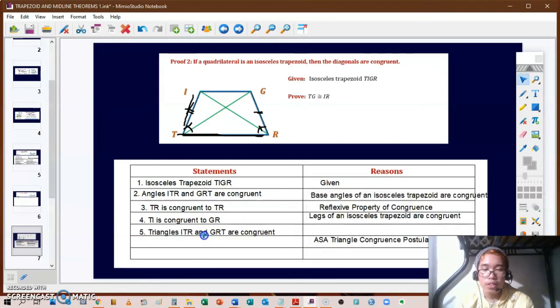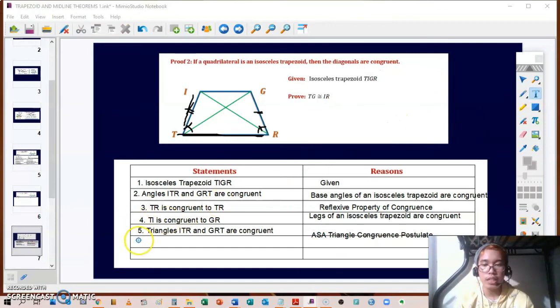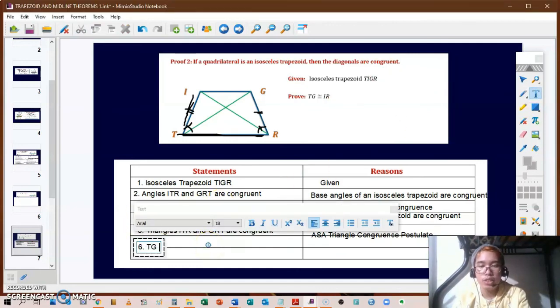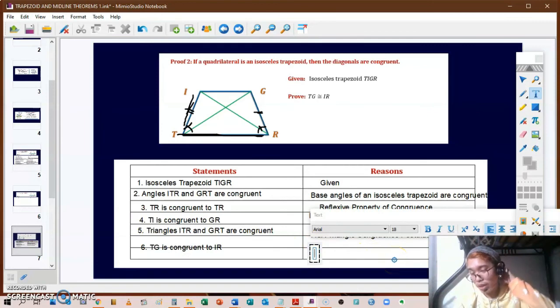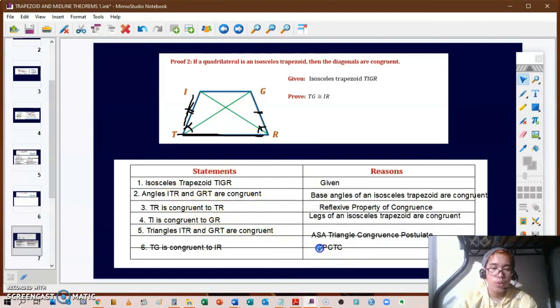And since we've proven that, we can now say here on our sixth statement that TG is congruent to IR, or the diagonals of this isosceles trapezoid are congruent, or any type of isosceles trapezoid, so all of their diagonals are congruent using CPCTC, or the corresponding parts of these two congruent triangles that we have proven, ITR and GRT, hold true and are congruent. And there you go. So that's the end of our second proof.